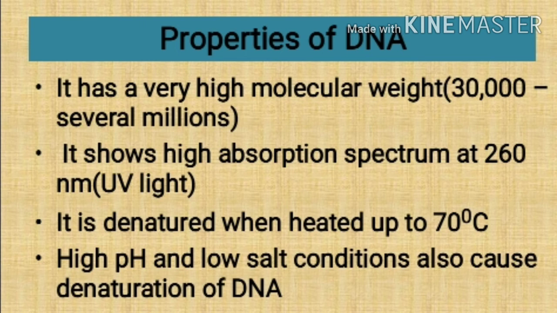DNA is denatured when it is heated above 70 degrees centigrade. Double-stranded DNA separates into single-stranded DNA. The two strands of DNA separate when it is heated above 70 degrees centigrade, and strand separation begins at 70 degrees centigrade.